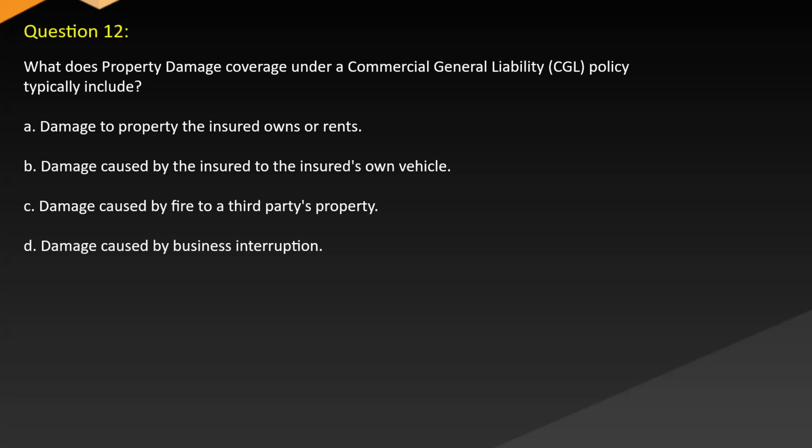Question 12. What does property damage coverage under a commercial general liability (CGL) policy typically include? A. Damage to property the insured owns or rents. B. Damage caused by the insured to the insured's own vehicle. C. Damage caused by fire to a third party's property. D. Damage caused by business interruption.